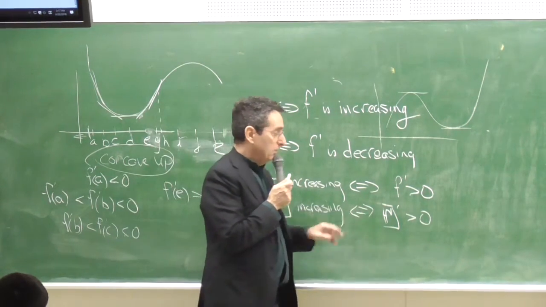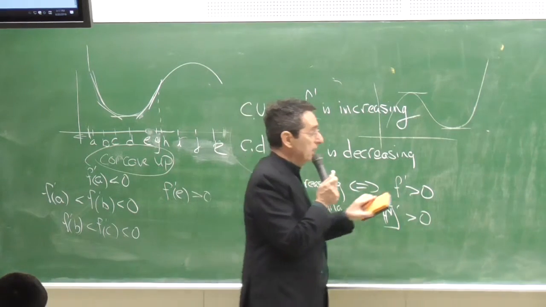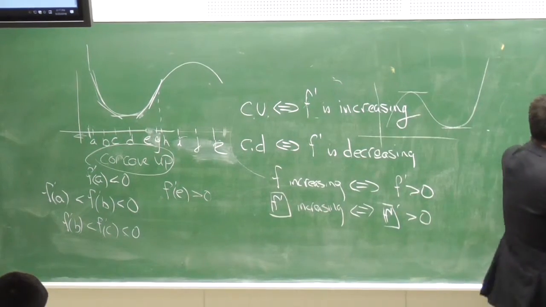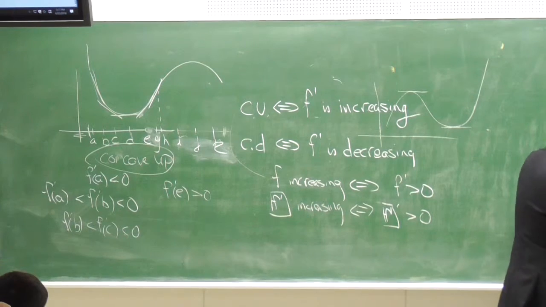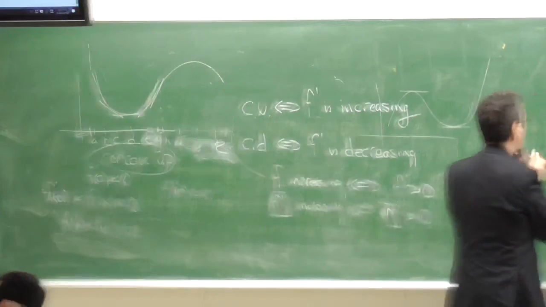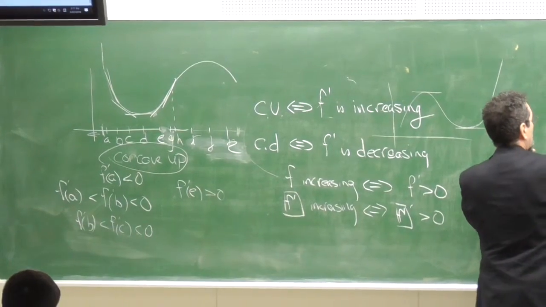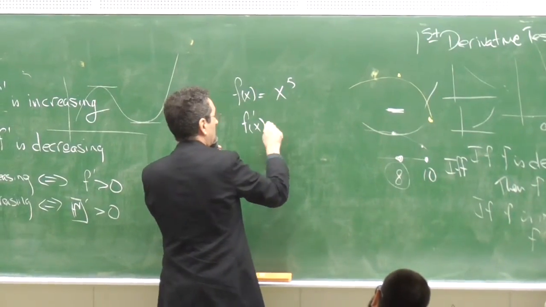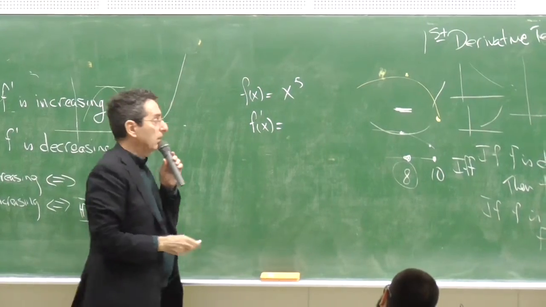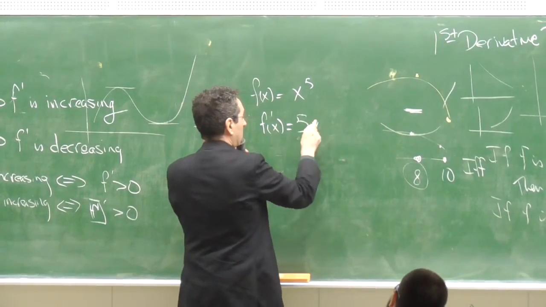But what is, oh, I'm sorry, I forgot to do one thing. I forgot to mention one concept. I should have mentioned this first, sorry. If this is f, what is f prime? 5x to the 4th, right?